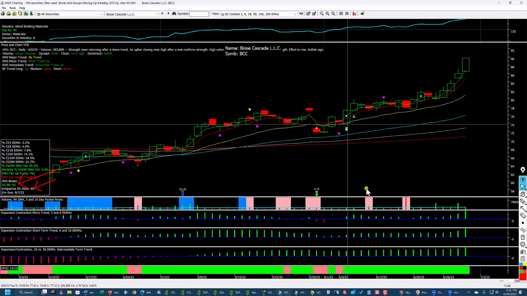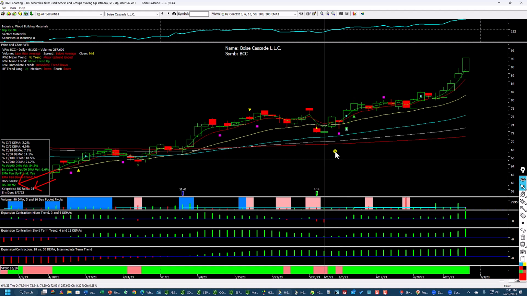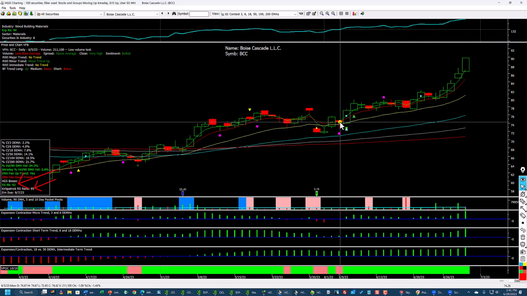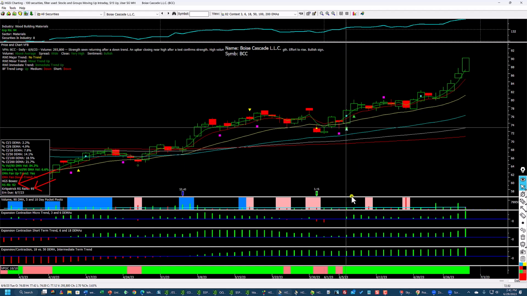Anyway, Mark, right here is the perfect entry point because you had a test, a low volume test, which means that sellers tested the lows and buyers came in and it closed up near the high of the day. And then it was confirmed the next day and the 3 crossed the 6.